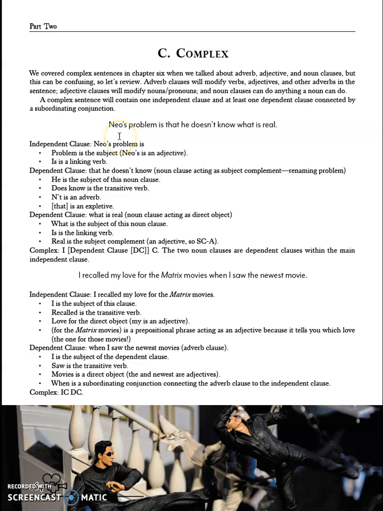So we're going to go into the Matrix here. If you haven't seen it, it's a good time. But Neo's problem is that he doesn't know what is real. So that he doesn't know what is real is your dependent clause, and then that whole thing, problem is that he doesn't know what is real, is going to be an independent clause. So you have an independent clause and then a dependent clause inside that independent clause.